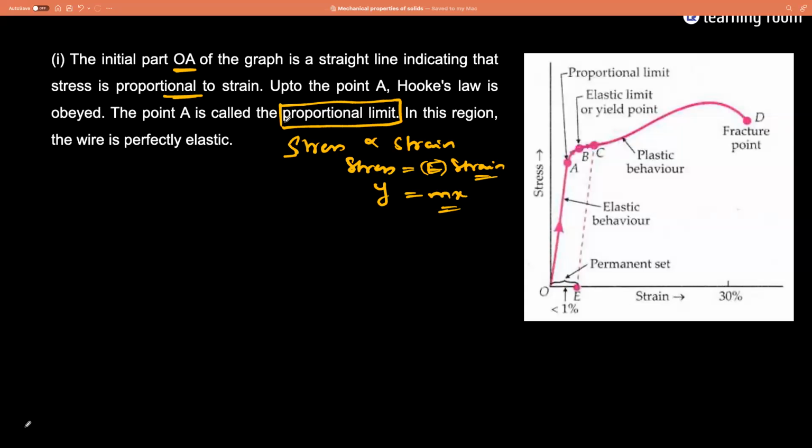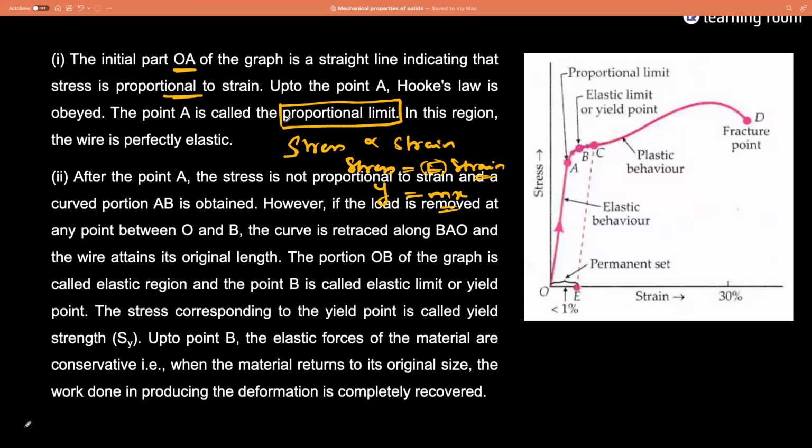That is why it is considered to be perfectly elastic in that region. Okay, next the question is, what happens after it crosses point A? After the point A, the stress is not proportional to the strain. What is happening? The stress is not proportional to the strain and it starts bending, right? And a curve AB is obtained.